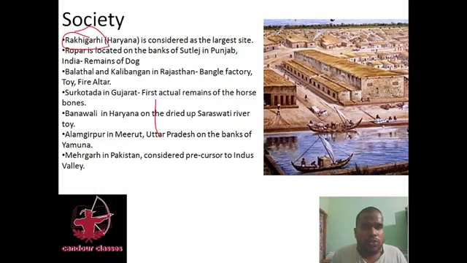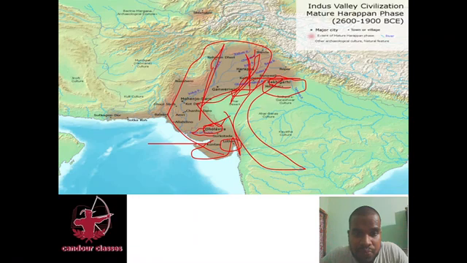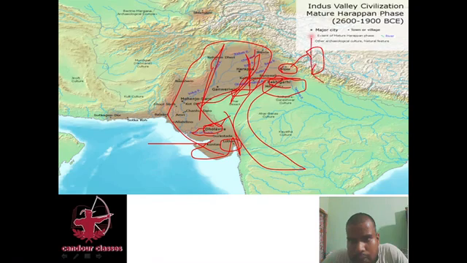Then Ropar is located on the banks of Satluj in Punjab, India. Okay. Then remains of dog. That is because the dog was a domestic animal at that time. So remains of dog you can find in Ropar. Where is Ropar? I can find it in this map. Ropar, where you can find. Okay, here Ropar. Here you can find dog remains.